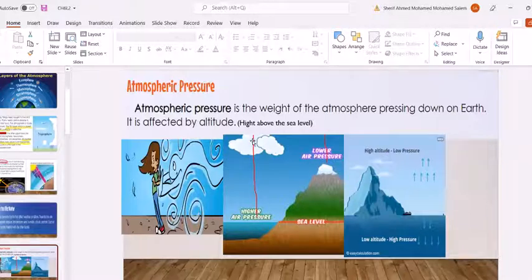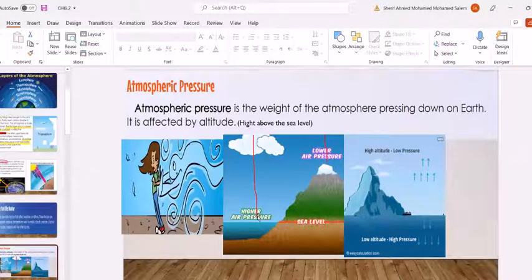Long. A big amount of air on Earth above this area. If we are at the top of the mountain, look at the air above it. Is it long or short? Short. So the amount of air above the highland is shorter than the amount of air above the Earth's surface or lowland.